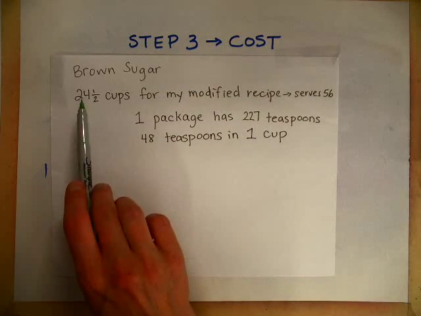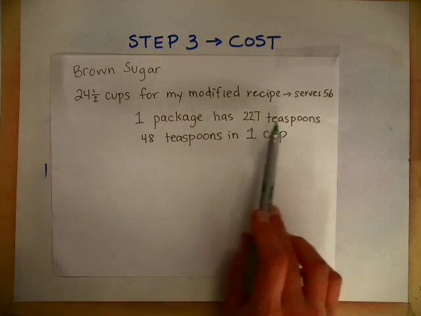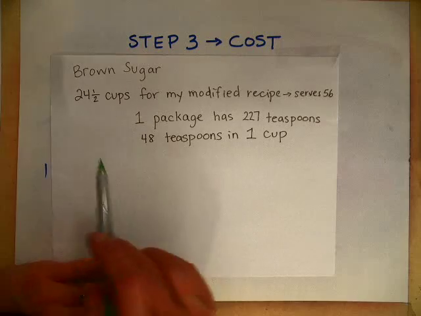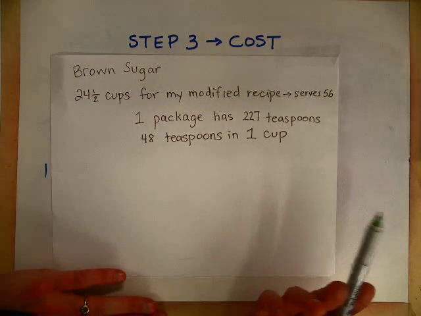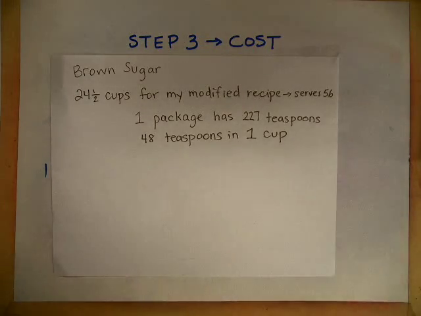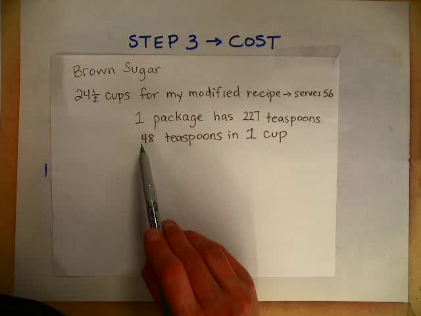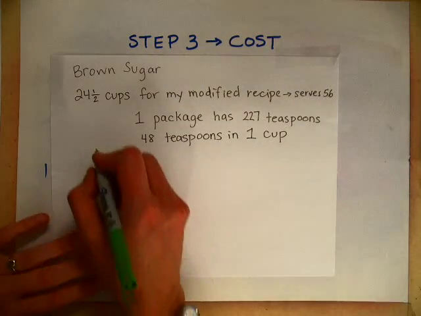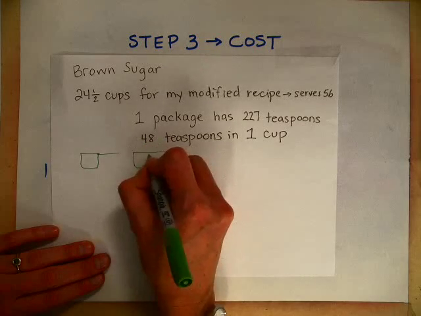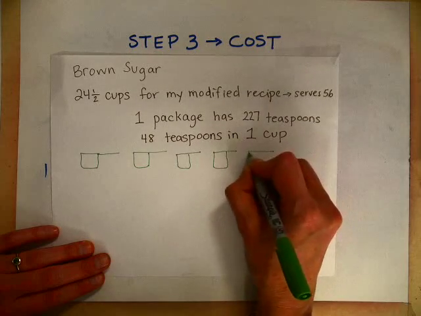And I know that I need 24.5 cups, and I know that there are 48 teaspoons in 1 cup, and one package has 227 teaspoons. So basically, I really want to know how many cups are in 1 package so that I can figure out how many packages I need to buy. So the way that I would do that, well, let's see, I have 227 teaspoons and 48 go into 1 cup. So here's 1 cup. Here's another cup. Another cup. I'm not going to draw out all 24.